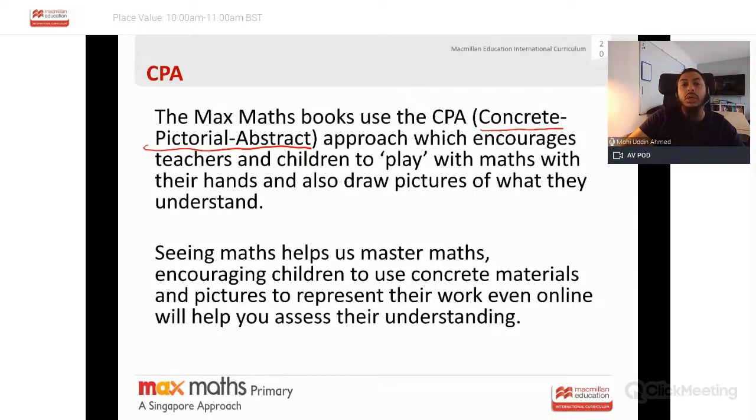It encourages teachers and children to play with maths with their hands. The first step to understanding maths is to be able to manipulate it with your hands, then in your mind. The quicker our children experience that manipulation with their hands, the quicker they will get it in their minds too. Seeing maths really helps us to master maths. So encouraging children to use concrete materials is really important.